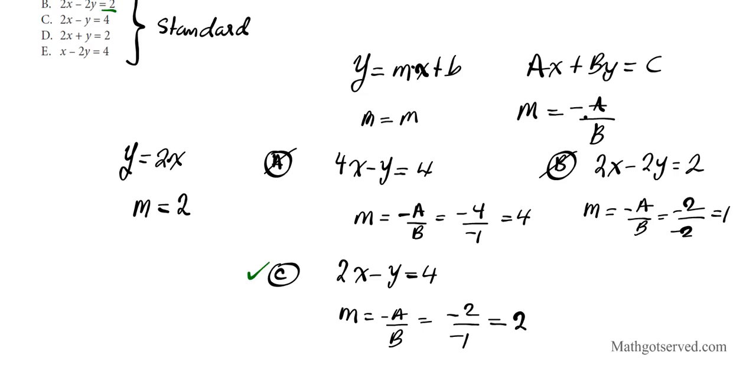All right? So there you have it. But if you forget this formula, negative a over b, you can always get y by itself, and the coefficient of x will be your slope, and that will work. In this case, you just have y equals 2x plus 4, and then you have that m is 2, and that matches also. All right? So this is just a neat trick for standard form. Remember, this is only for standard form. All right, moving right along.